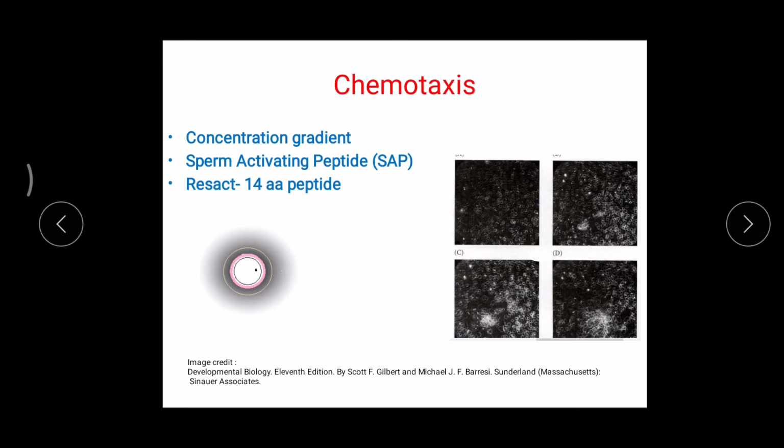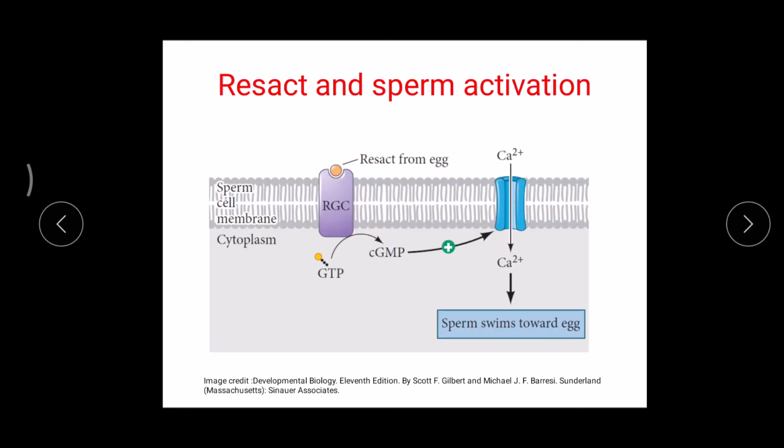So ultimately its concentration must be higher here, and this particular chemical called RESACT is a small 14 amino acid peptide. It is released by the egg jelly, so it diffuses into the surroundings, and spermatozoa sense this and travel toward the higher concentration of RESACT. The RESACT molecule is species specific and it activates sperms of its own species only.